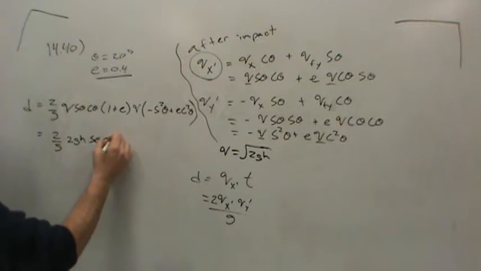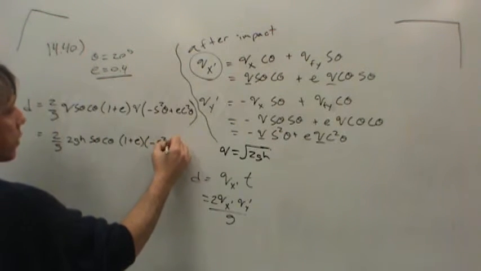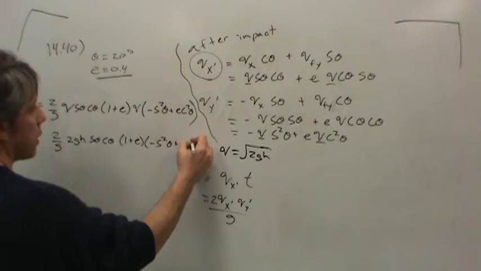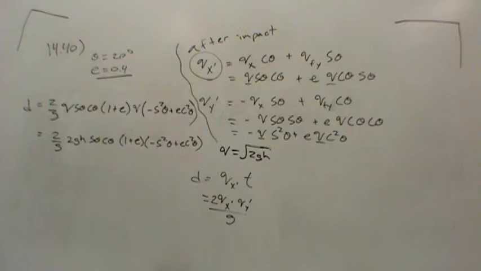Sine theta cosine theta times 1 plus e times negative sine squared theta plus e cosine squared theta. Now I'm wishing that I had written out the solution ahead of time to make sure I don't make any mistakes. But we are here, so let's continue. Notice the g cancels out. Interesting that the acceleration of gravity cancels out. And now I have to actually FOIL this, right? I have to actually do it.